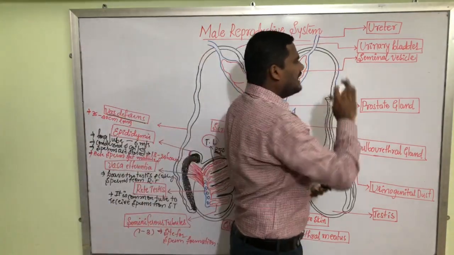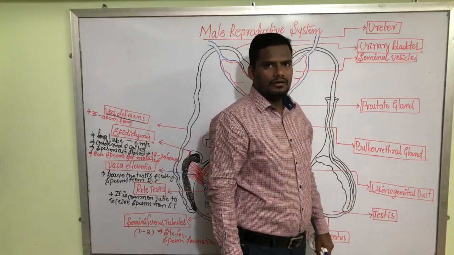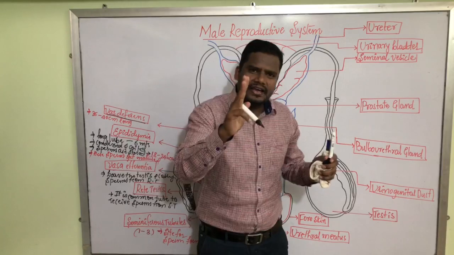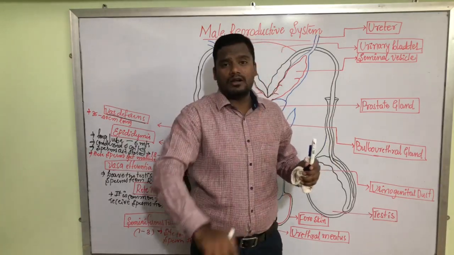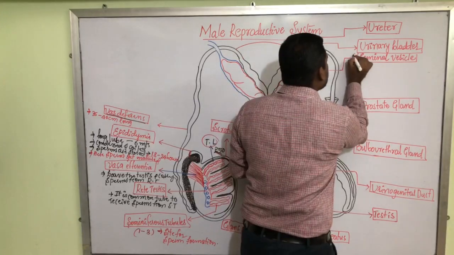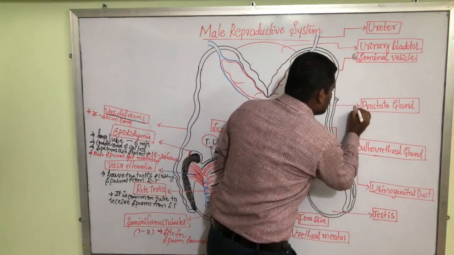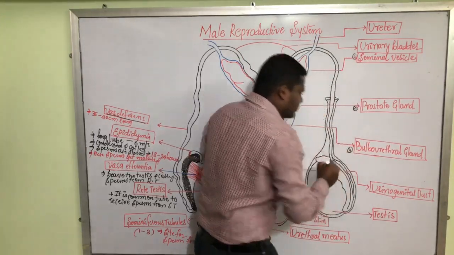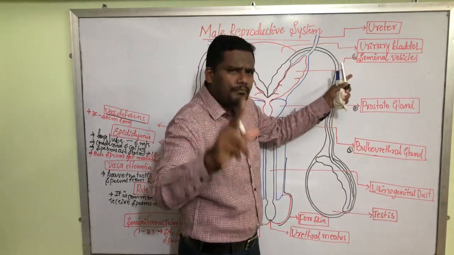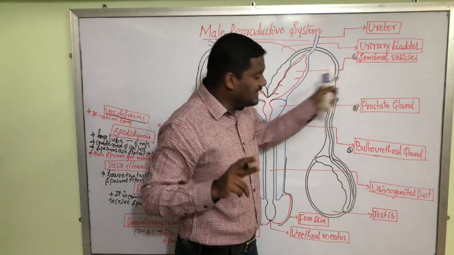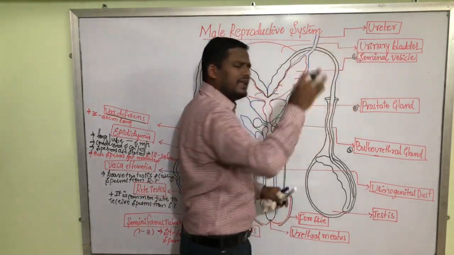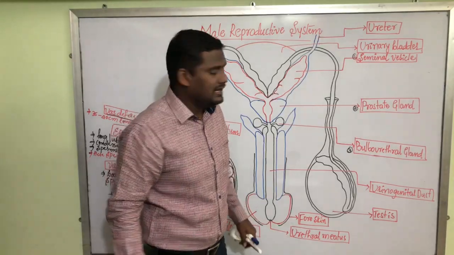Seminal vesicle, it is a gland. In male reproductive system, we have totally 3 very important glands. They are very, very important for competitive exams, my dear friends. This is the first gland, prostate is the second gland, bulbourethral gland is the third gland. They are the 3 very important glands present in the male reproductive system.